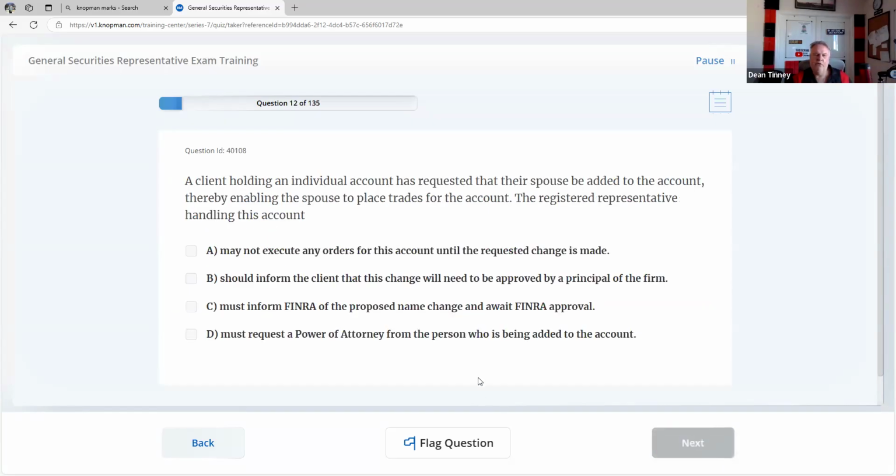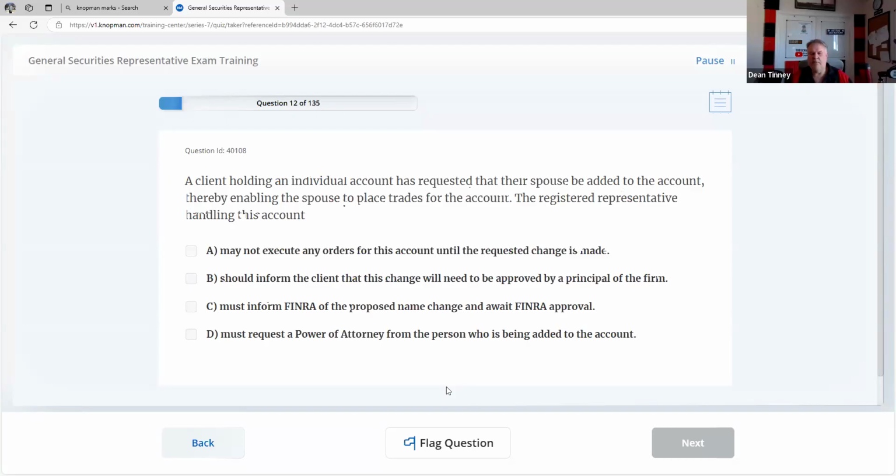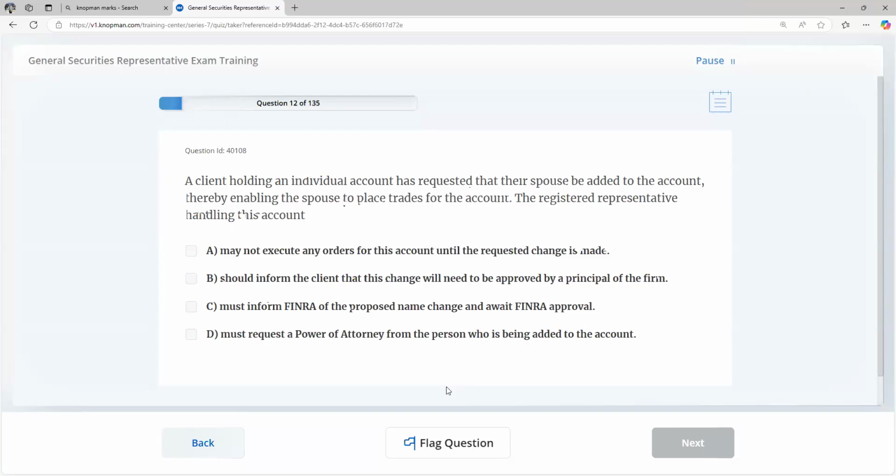A client holding an individual account has requested that their spouse be added to the account, thereby enabling the spouse to place trades for the account. The registered rep handling this account. Okay, he has requested that the spouse be added to the account. So I'm assuming that the spouse wants limited power of attorney. Yeah, that's what it sounds like to me as well. So I'm going to go D. Yeah, I think so.